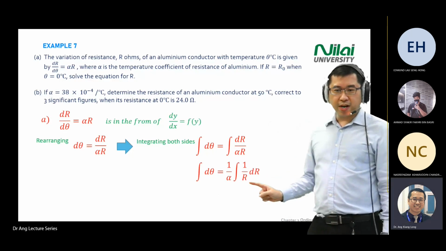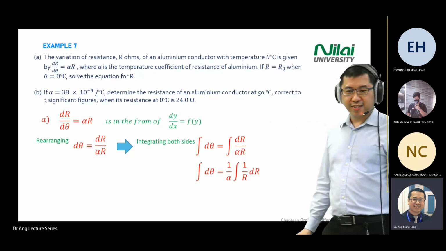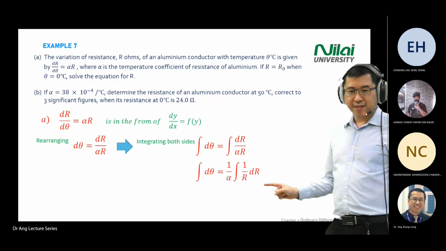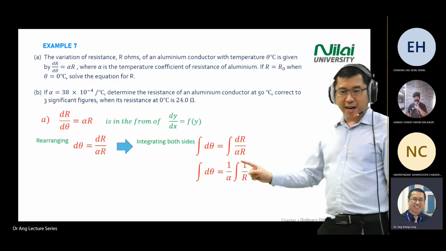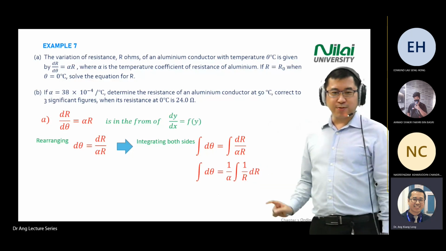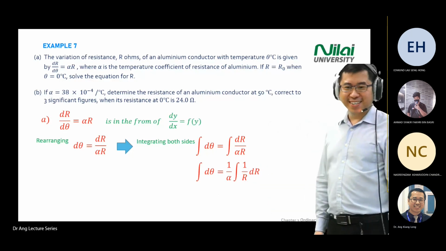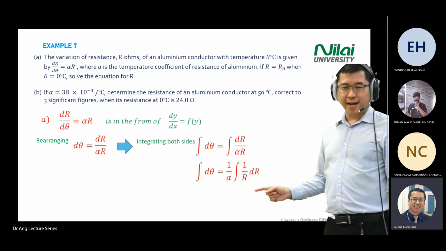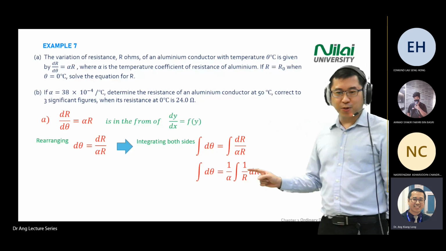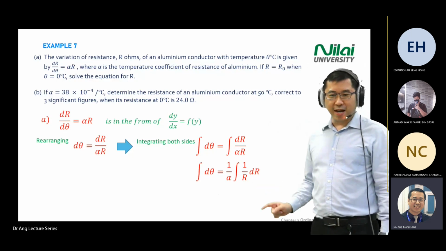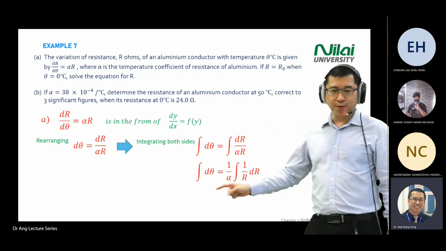Integrate 1 over r dr. What do you get? Okay, I change the r to x. Integrate 1 over x dx, what do you get? ln x. Now I change the x to r. So integrate 1 over r dr, you get ln r. So you can do it, right? This one is also the same.